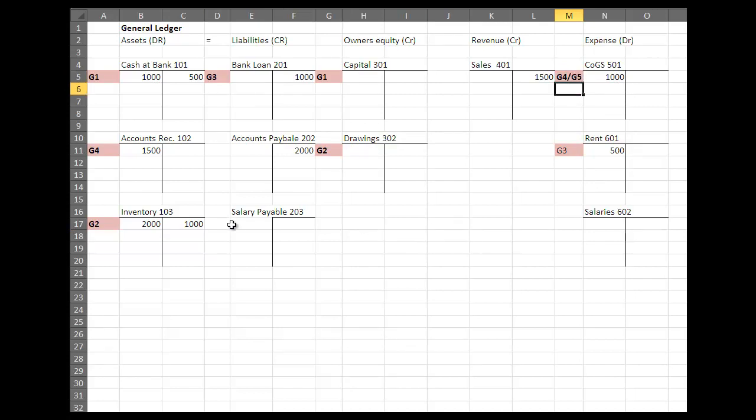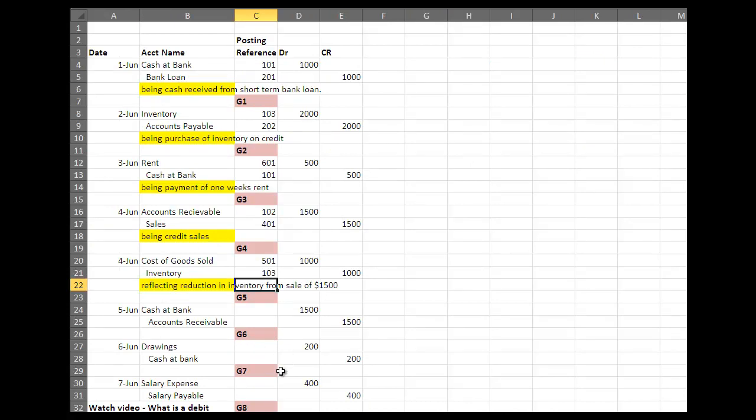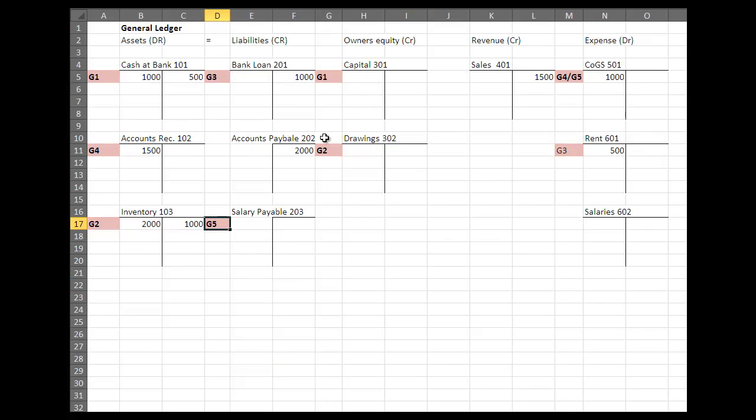G5 and G5. Now we're on to G6. Cash at bank $1,500, accounts receivable $1,500. So we're paid $1,500 for account receivable, and our cash at bank is $1,500.